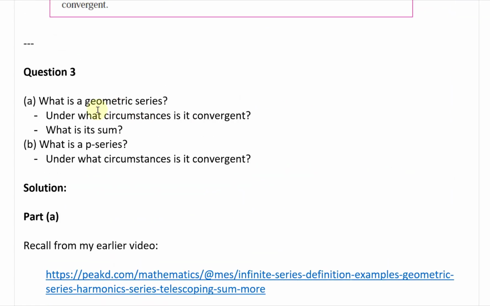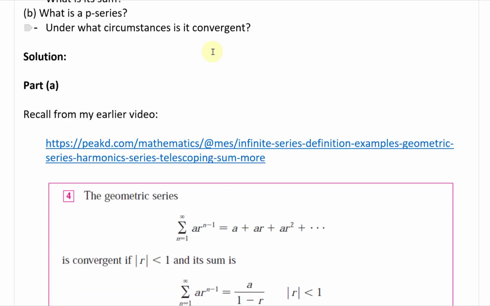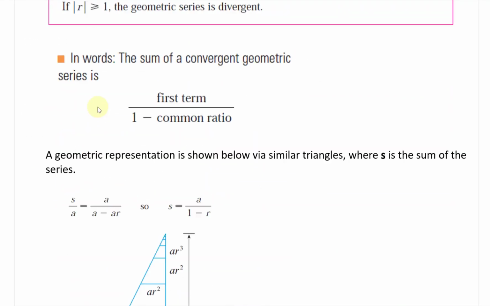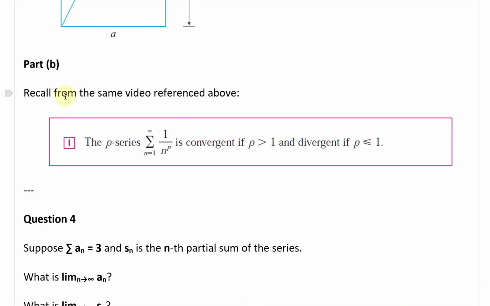Let's look at part B now. Part B: what is a P-series, and under what circumstances is it convergent? Let's take a look at the solution. So part B, recall from the same video referenced above, the P-series is this right here: the summation from n equals 1 to infinity of 1 divided by n to the power of P.